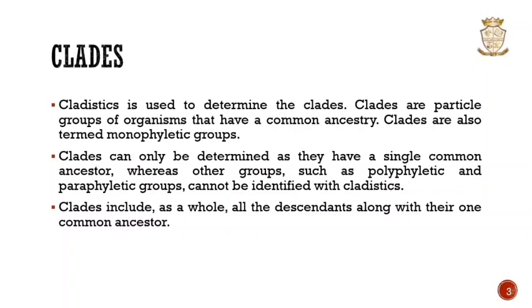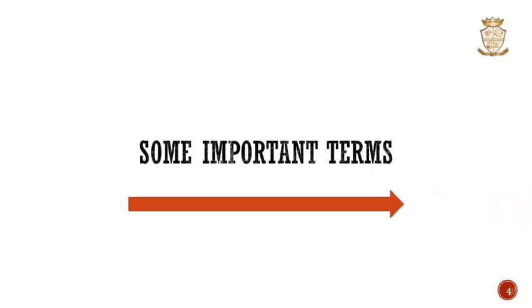Only clades can be determined, as they have a single common ancestor, whereas other groups such as polyphyletic and paraphyletic groups cannot be identified with cladistics. Clades include as a whole all the descendants along with their one common ancestor. Next, some important terms in cladistics.